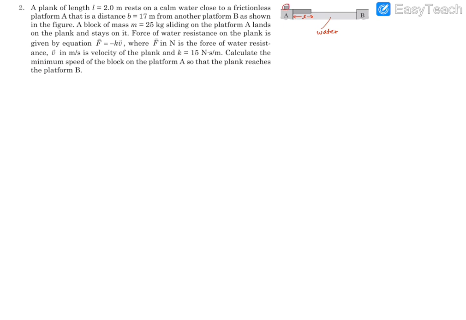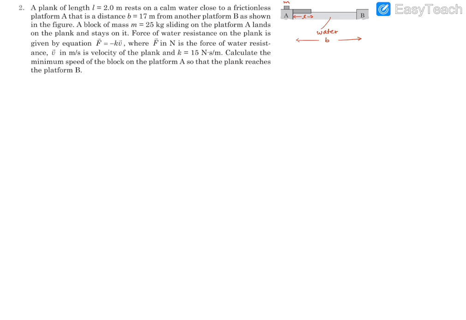Above this platform A there is a block which has been placed, and this block has a mass m, and this platform is placed close to this A, and the distance of A with B is given as this total distance, small b. These numbers are known to us. Small b is 17 meter, L was 2 meter, mass is given as 25 kg.